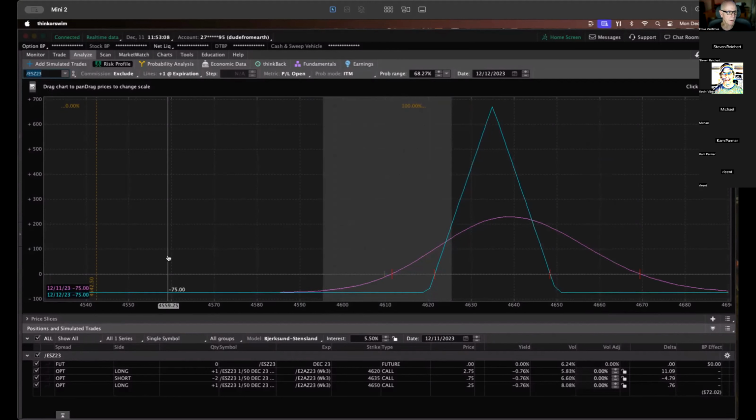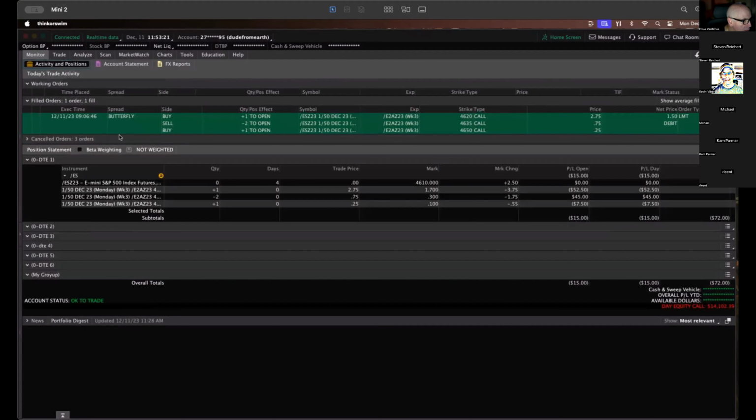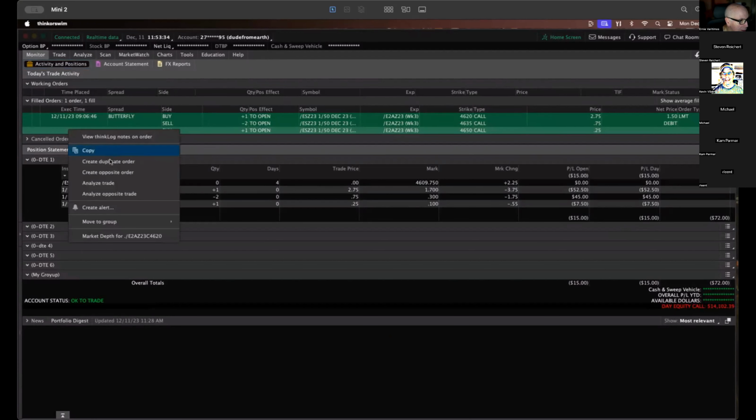Here's an easy way to put it on in Thinkorswim. Here's a trade that I put on right up here. Cost me $1.50, filled order, the call fly. I can right click on it and I can analyze the opposite trade. Now, this isn't a perfect opposite. In Thinkorswim's mind, an opposite just means going from a long to a short. So I'm going to analyze an opposite trade.